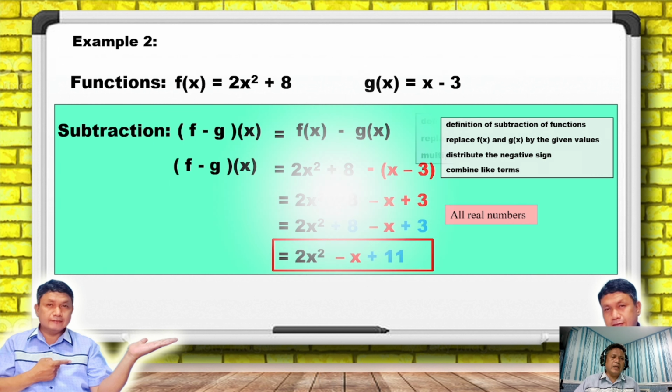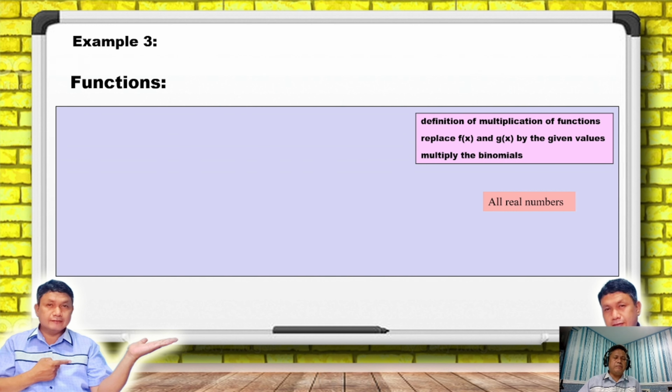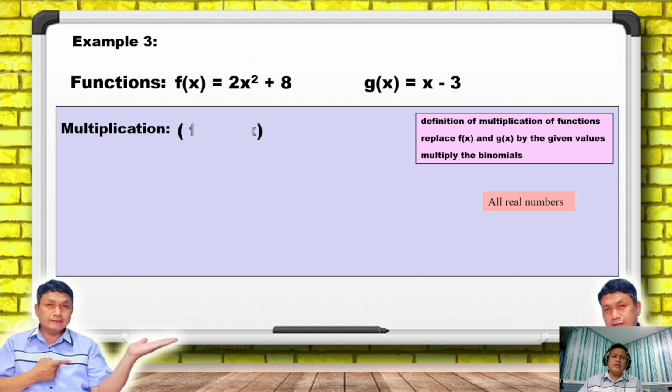Ano? Okay, next, let us proceed to example number 3. So, using the same given functions, f of x and g of x ay same ang value nila. No? Okay, so again, the notation used for the multiplication of function is this.